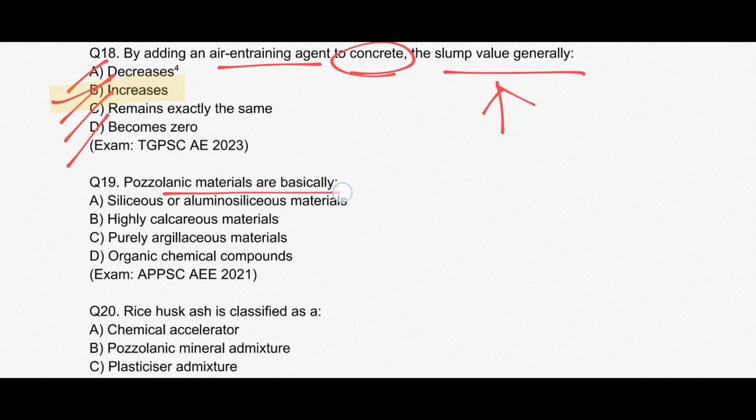19th question. Pozzolanic materials are basically option A siliceous or aluminosilicous materials, option B highly calcareous materials, option C purely argillaceous materials, and option D is organic chemical compounds. So the answer is option A, that is siliceous ఇంకా aluminosilicous materials అన్నమాట pozzolanic materials అన్ని కూడా.